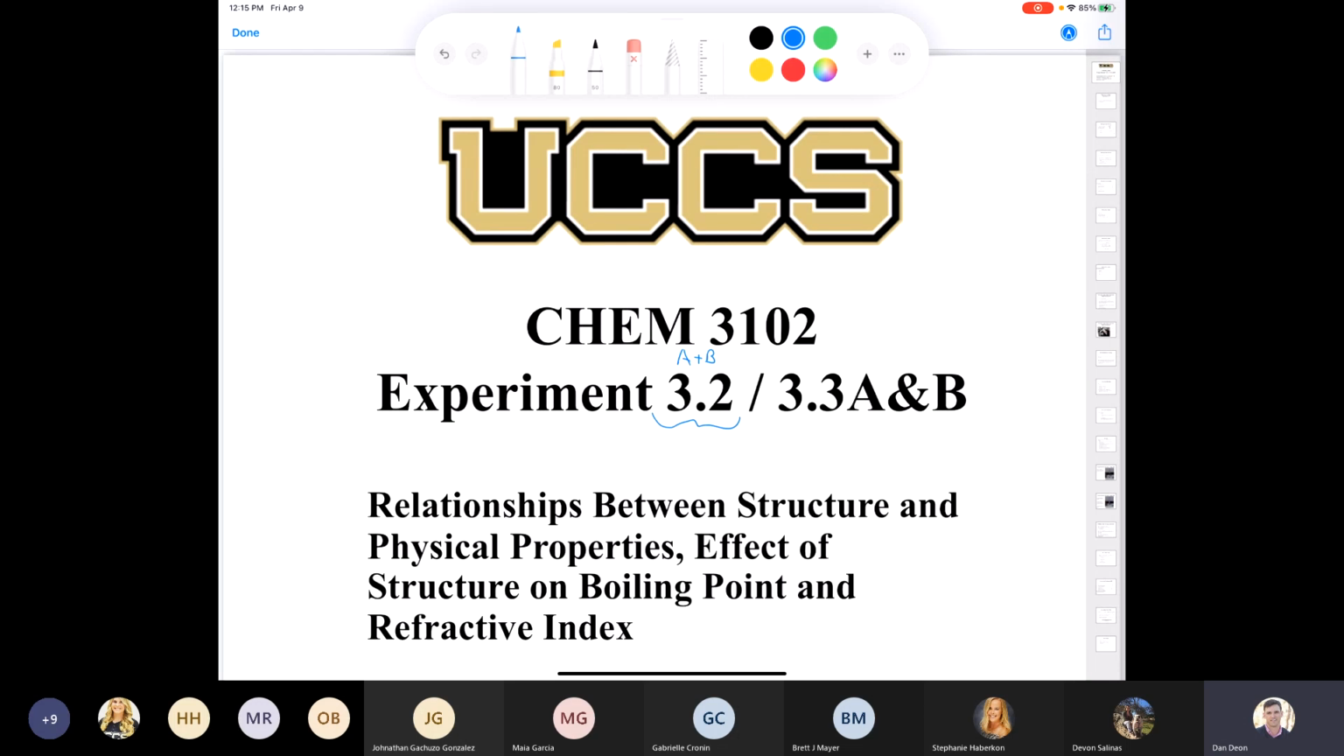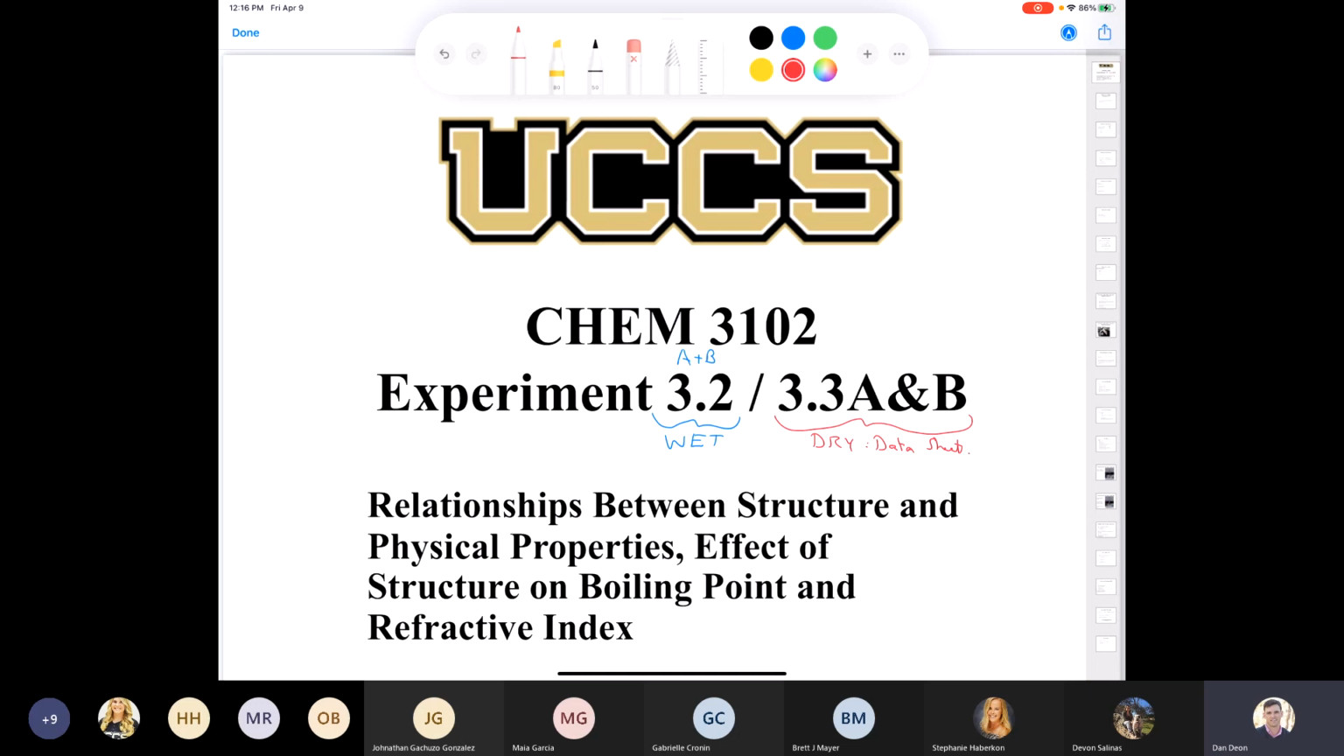3.2 is the wet part of the lab, where you're going to measure a boiling point of a known compound and an unknown compound. You're going to measure a refractive index. And then 3.3, this is the dry part of the lab. And this part is covered on the data sheet. And we'll talk about that towards the end of the lab lecture.